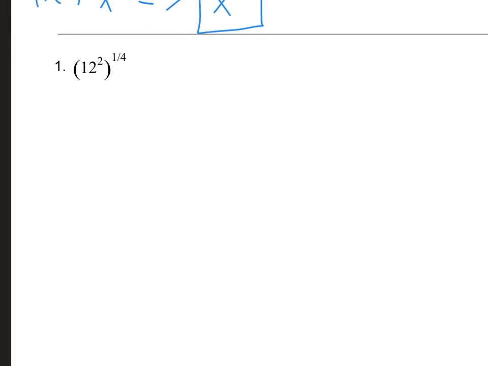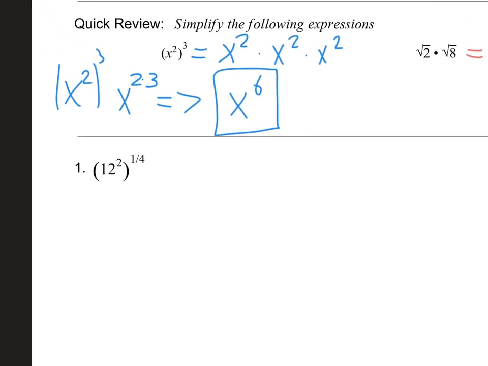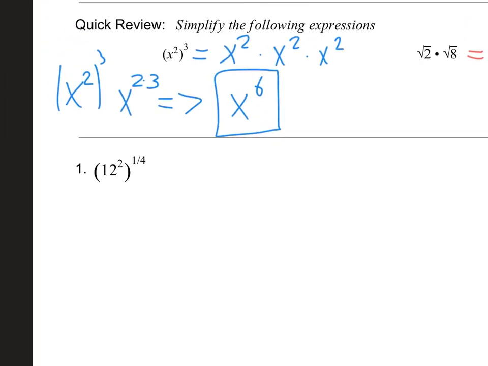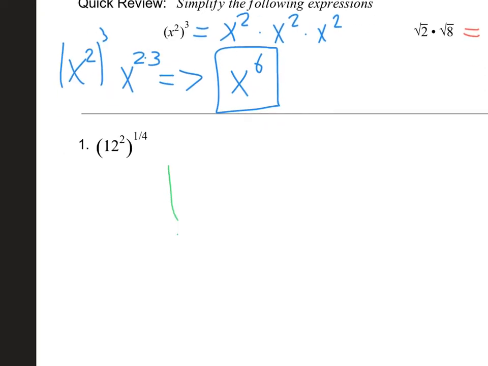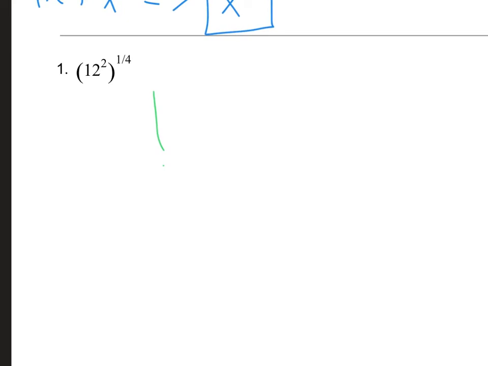We're not going to worry too much about solving it completely because it probably won't give us a perfect answer. So let's just worry about the rule that we just talked about, a power to a power, right? So x squared to the third power, we just multiplied exponents. That's exactly what we're going to do here, right?